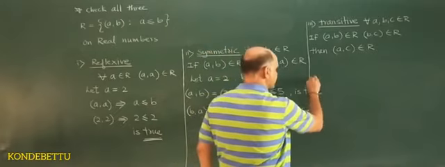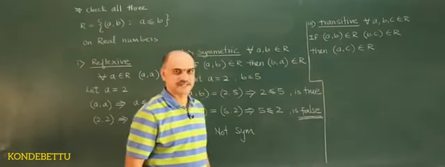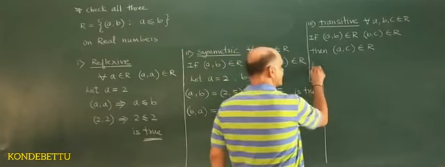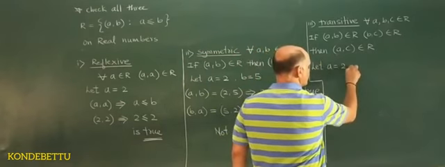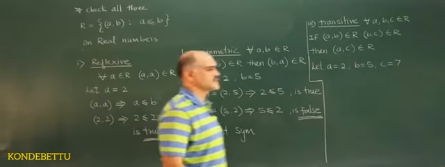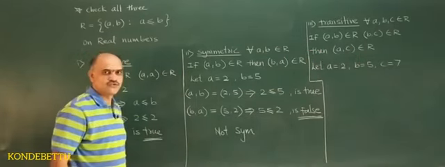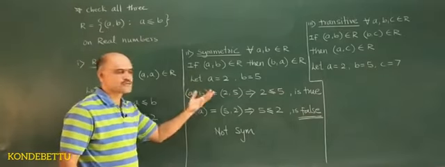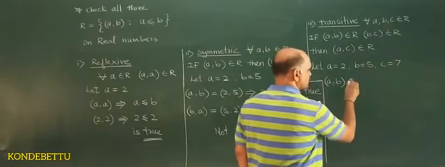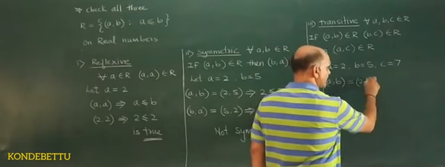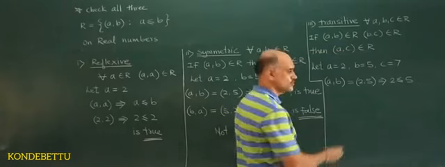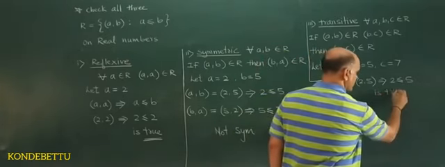Similarly, if I check transitive, here I am required to take 3 terms. So let a is equal to 2, b is equal to 5, c is equal to 7. Any numbers you can take. You can take 1, 2, 3 or other options also. So first, if I take (a, b), this implies (2, 5). 2 is less than or equal to 5. Is it true? Yes.